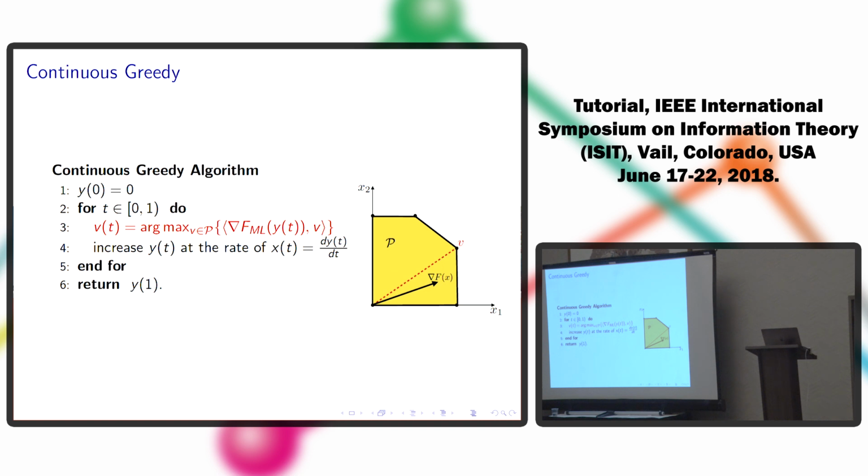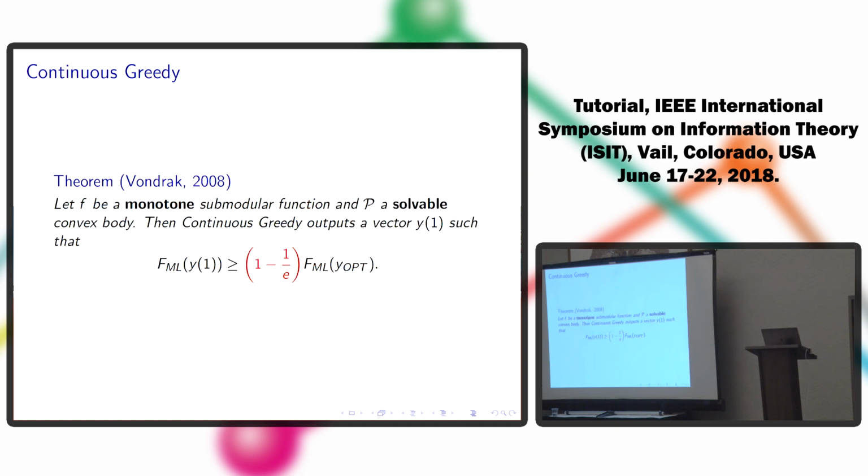As I said, per se, this is not an algorithm you can run on your computer. You have to solve a differential equation, so you have to discretize this. But let's assume that we can actually have these infinitely small step sizes. You can solve this differential equation, go along this differential equation. So it turns out that the value that you get at 1 is 1 minus 1 over e approximation guarantee of the opt.